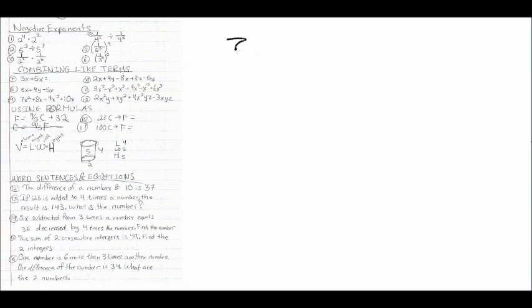Next is word sentences. Now this may throw you off a little bit, and I don't really want to go over this too much, but I'll go over one of them together. The difference of a number and 10 is 37. So we're given the difference, which is 37.